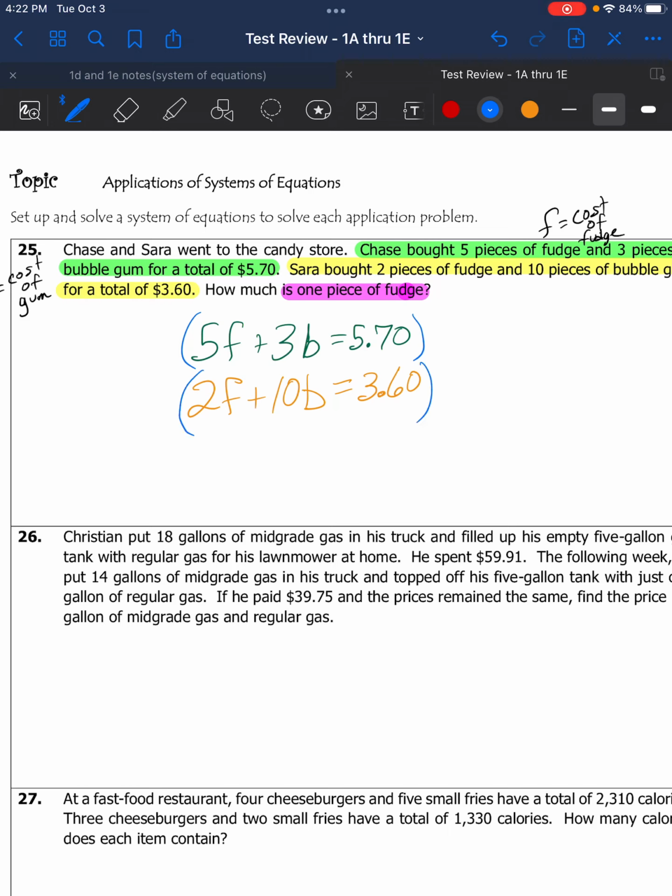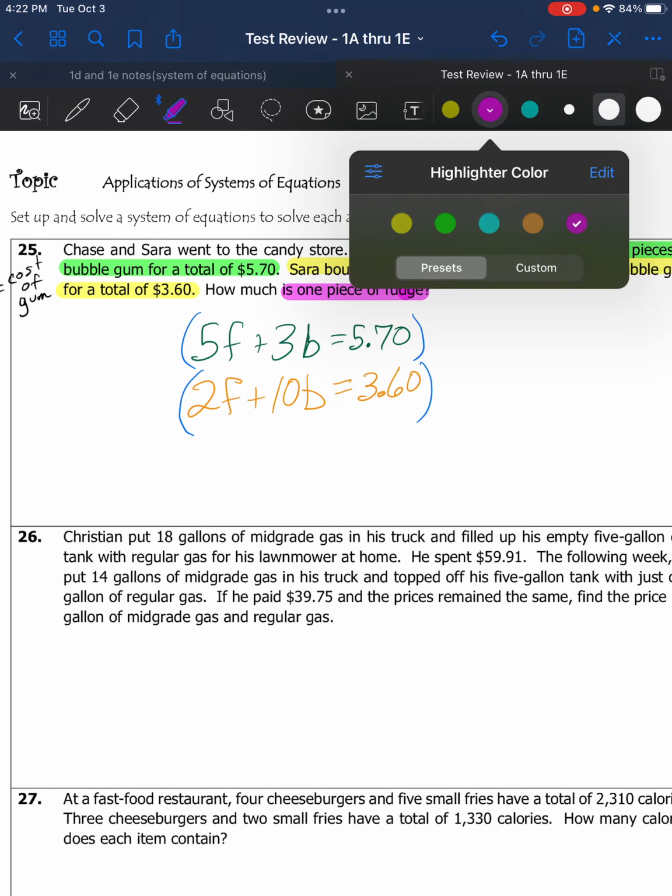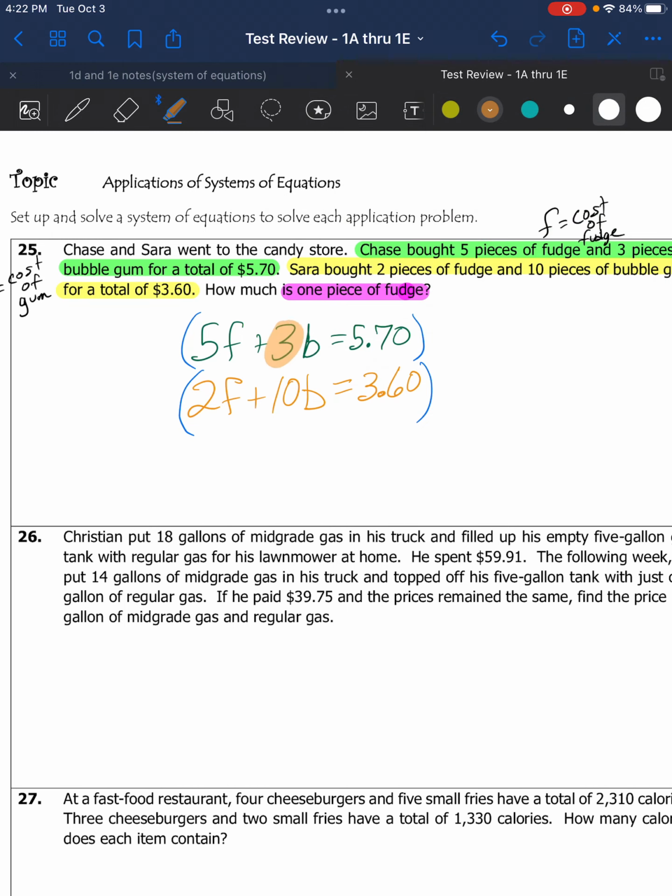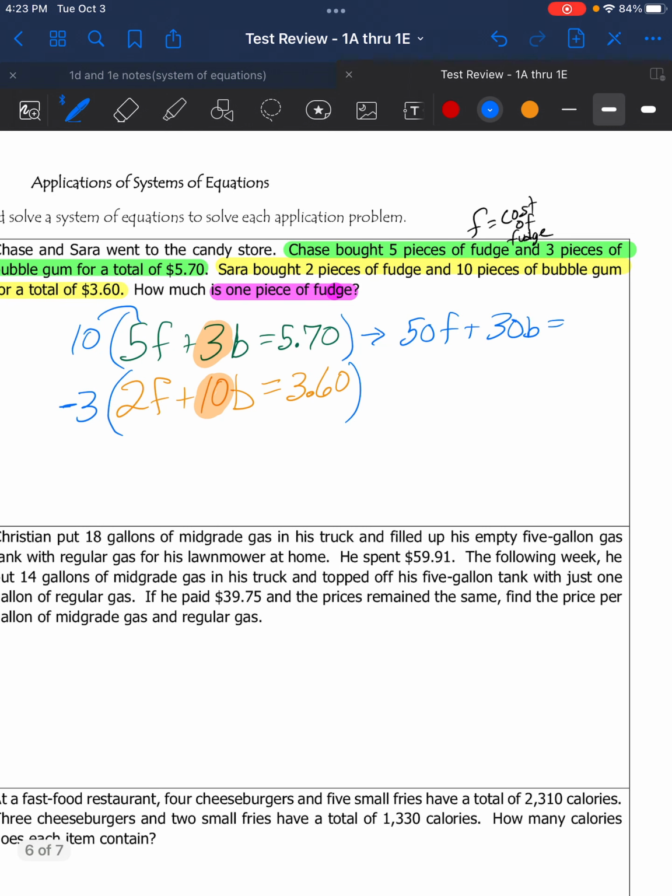So I see with 3 and 10, there's nothing I can multiply by easily. I can't multiply one of them to get the other. So I'm going to multiply the top by 10 and the bottom by 3. That'll give me 30 in both. I'm going to make one of them negative, so it'll be net positive 30 and negative 30. So this top equation, when I multiply that 10 in, is going to be 50F plus 30B equals 570 times 10 is $57.